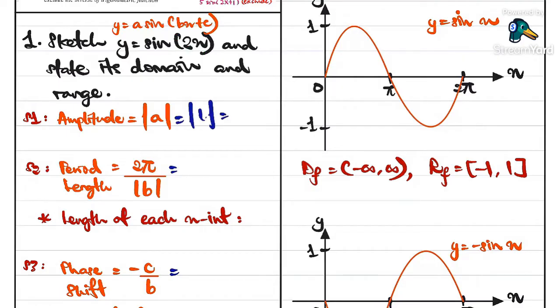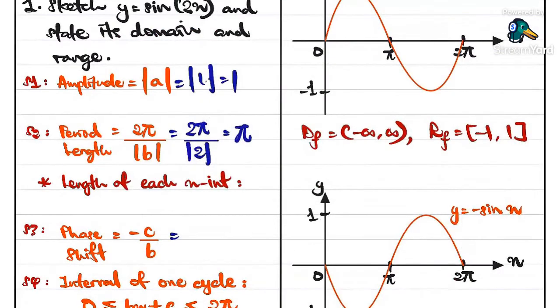Sometimes it's going to give you modulus of -1. If there is a modulus, it means the amplitude is always a positive unit. So the amplitude is 1 unit here. And then the period length, we have a formula, 2 pi over modulus of b. In this case, our b is 2, therefore the period length is pi.